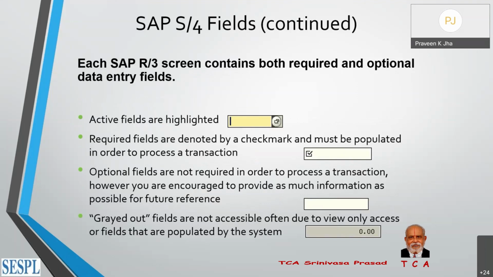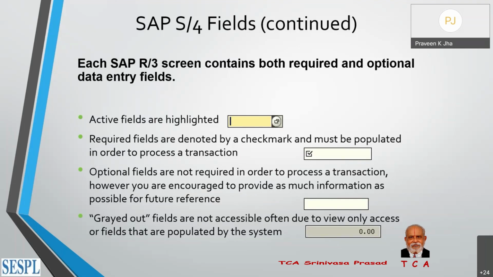Then the second thing is the yellow box, that is called the active field. Why is it called the active field? Because here you see the round icon. You have to click on the round icon, then you get the selection list. Out of that, you select any one thing, and this button is also called the search button. Through that, you can search what things you have to input in this field.